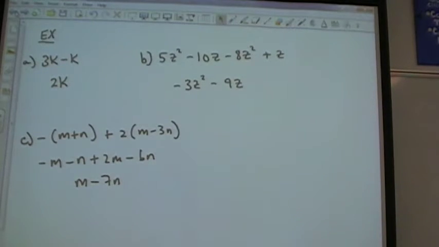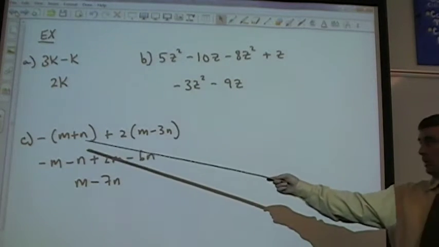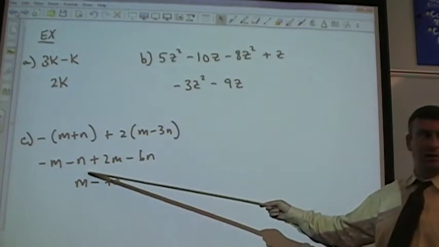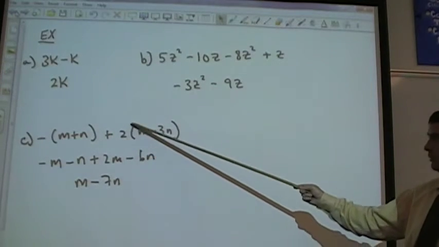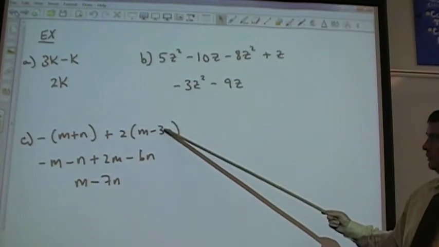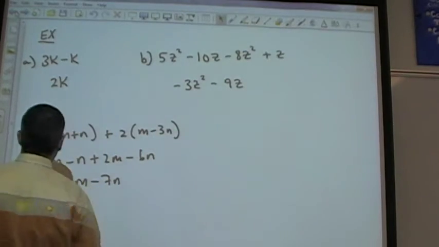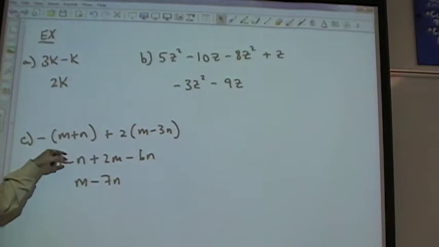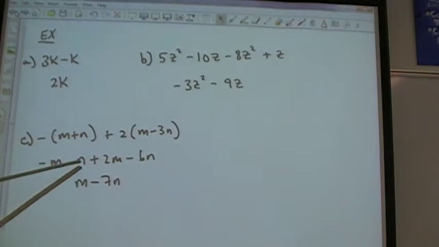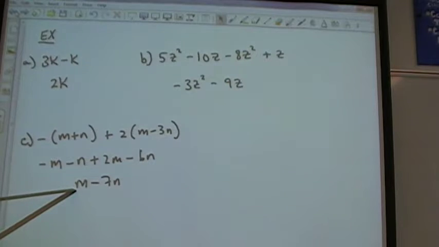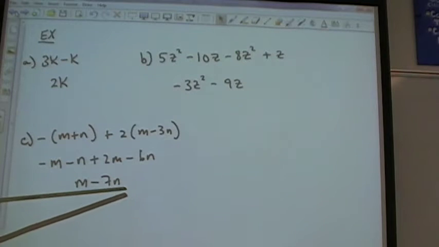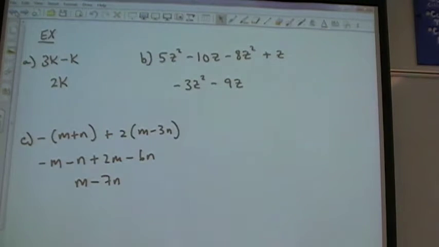Here, like I said, we need to simplify the expression by distributing the negative. So we get negative m minus n. Distribute the 2 to get plus 2m minus 6n. Make sure you distribute these throughout. Make sure you take this negative to both terms. Alright. Then from there, combine like terms. What's negative m plus 2m? 1m. Negative n minus 6n, negative 7n. And you're done right there. Okay.